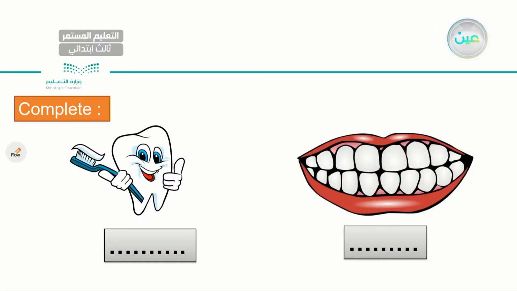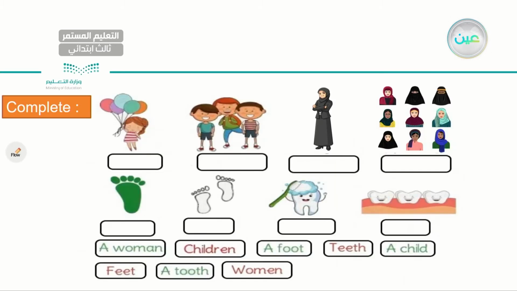Next. To your left, I have a singular, a tooth. I have a tooth, just one tooth. But to your right, I have teeth. Notice the difference, double O, double E. A tooth, teeth. Very good.